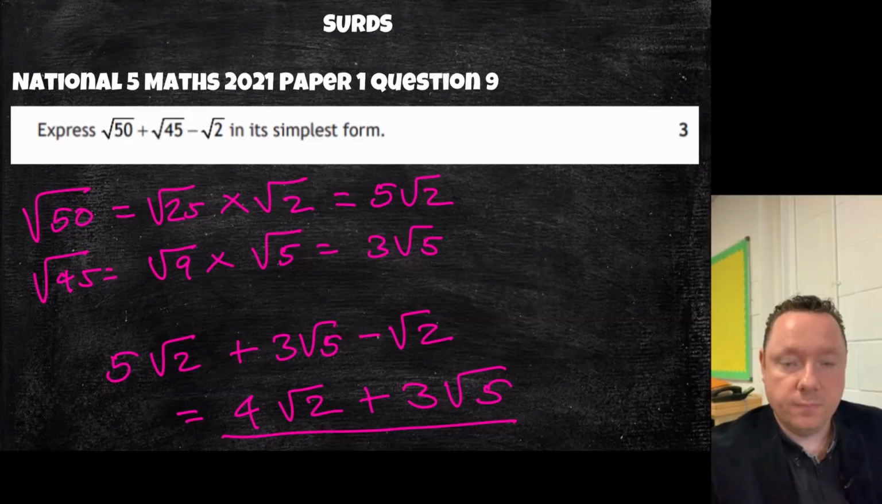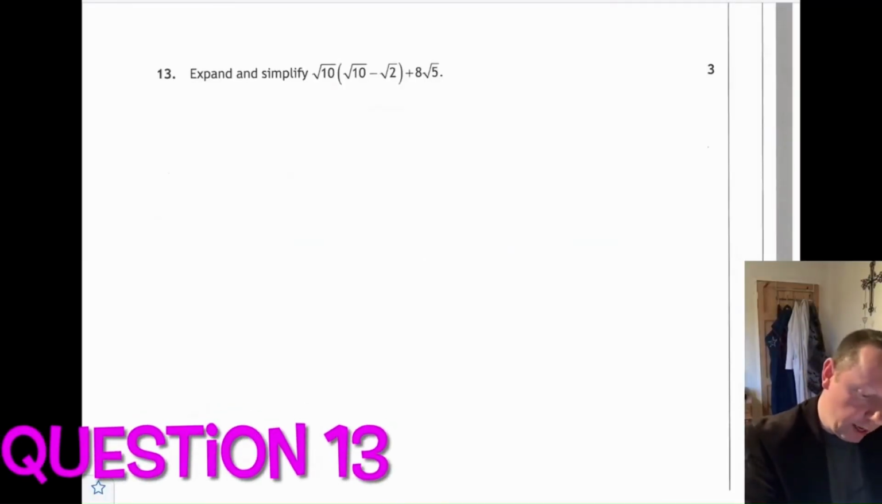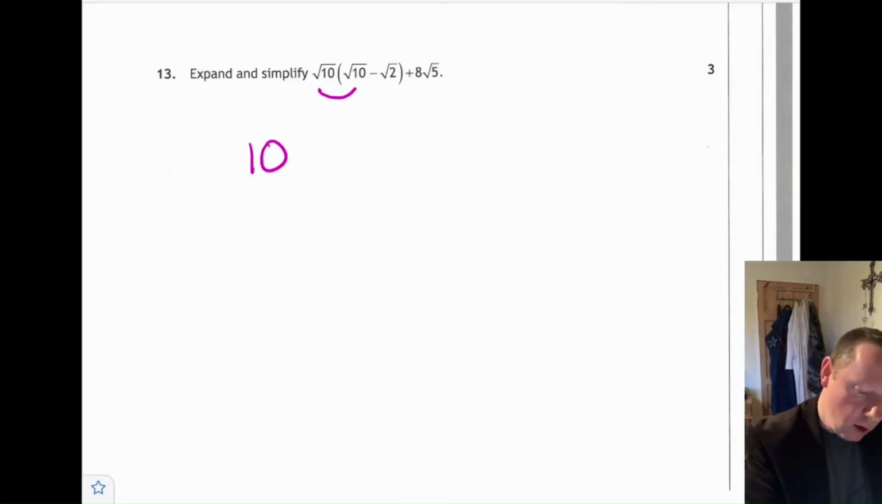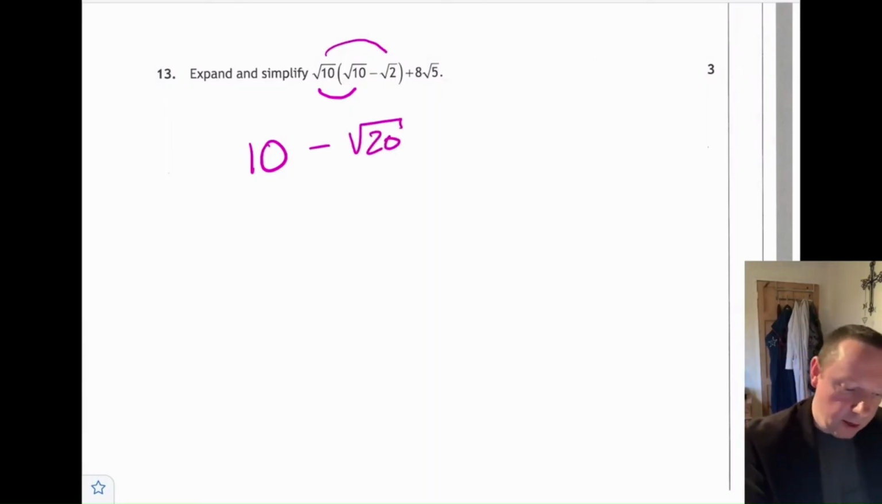So I'm done there. Expand and simplify. So we've got root 10 times root 10. Well, that's just 10. We've got root 10 times root 2. Well, that's going to be root 20. 2 tens are 20. And we've still got plus 8 root 5.